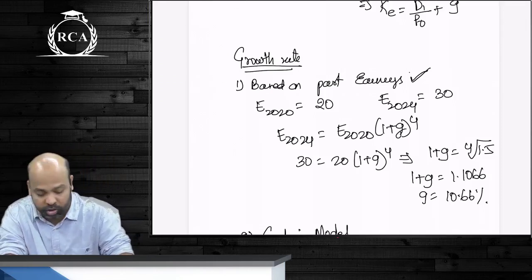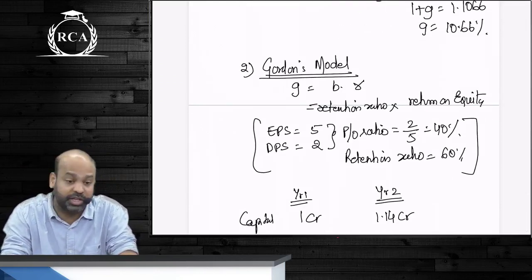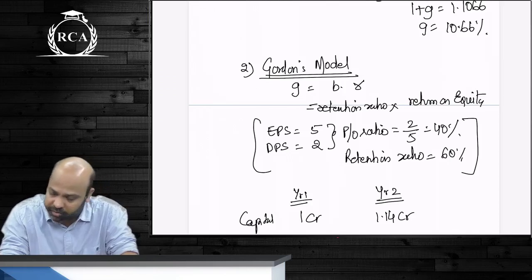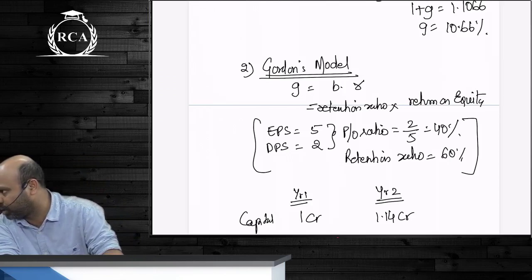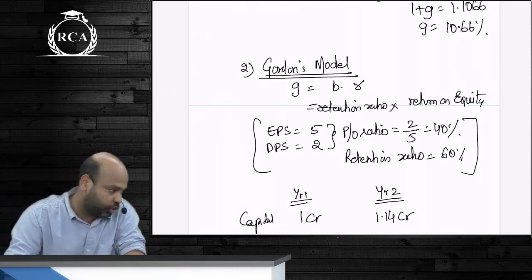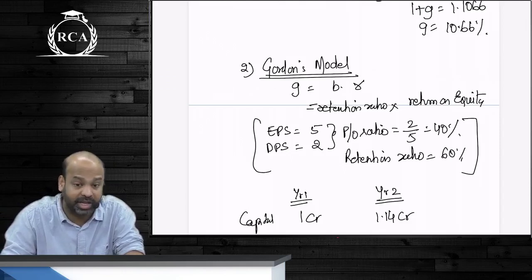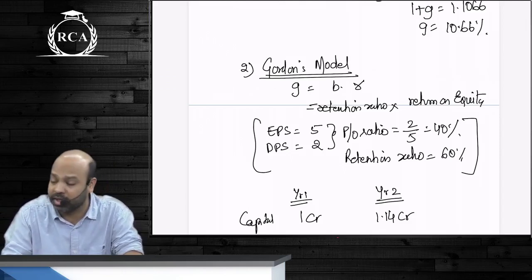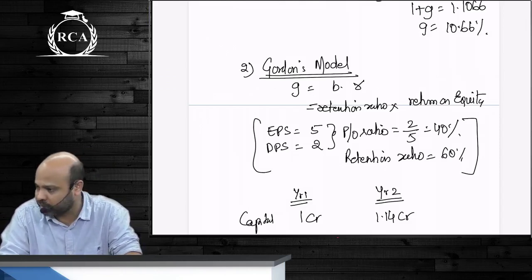Based on Gordon's model, the growth rate is dependent on the amount of reinvestments that you make and the return that you generate on those reinvestments. That is why we write growth rate is equal to B into R. B is the retention ratio, R is the return on investment. Retention ratio, guys, is 1 minus payout ratio. If I'm paying out 40%, that means I'm retaining 60%. Whatever return that I'm generating on that 60% will become my growth rate. Are we clear about this?